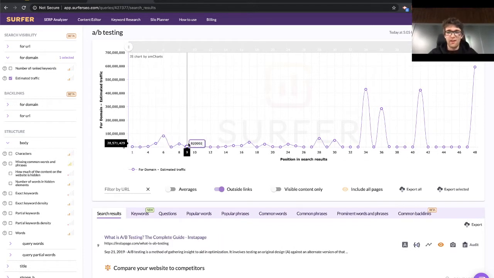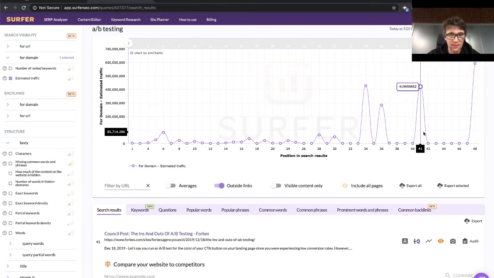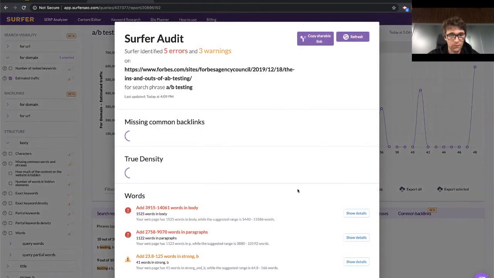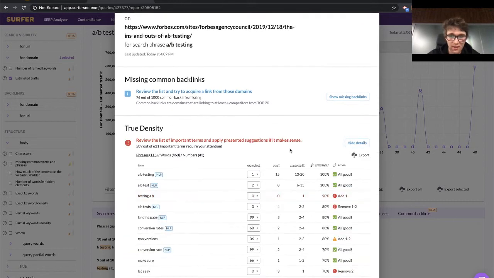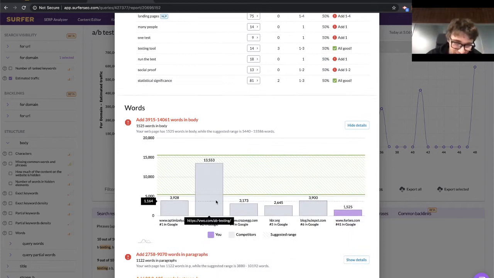So they are literally really tiny compared to Forbes. So why is this Forbes article not ranking higher, as the article targets the keyword really well, like it is about A/B testing. So let's take a closer look and run a quick audit against this Forbes article. So the first thing you see is that the article is really short. So compared to the others, maybe not the best competitor, VWO.com, since they are a bit of an outlier, but compared to Optimizely, Crazy Egg, HBR.org, and HubSpot, our article is much shorter. It's 2 to 3 times shorter than the others.